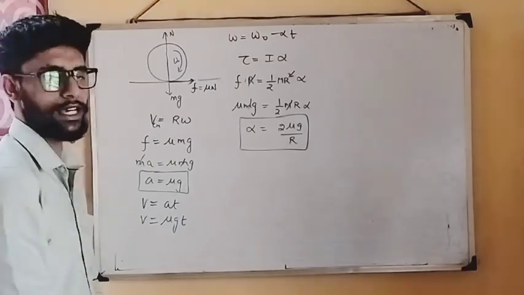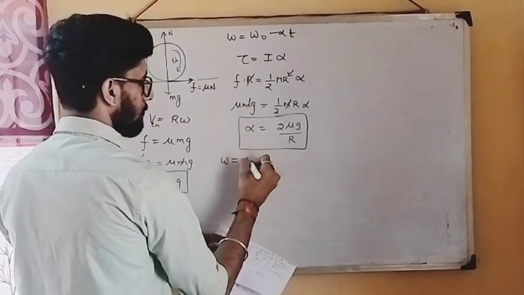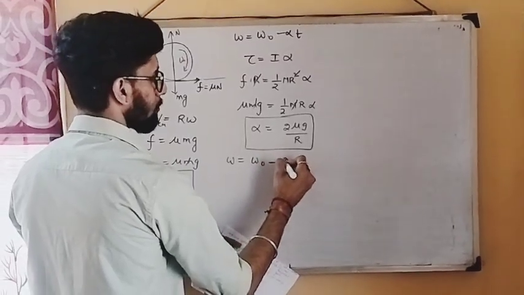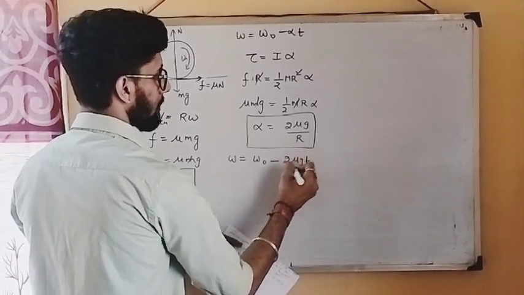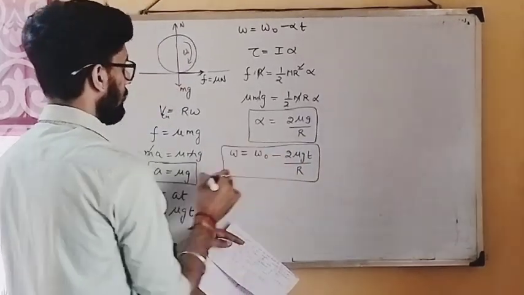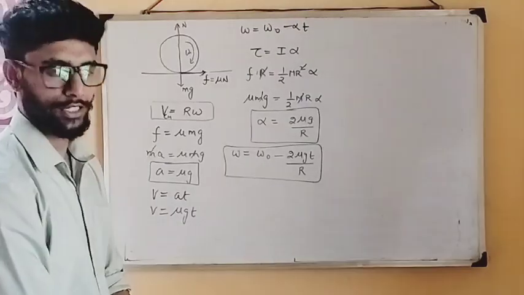So as soon as we have alpha, we can calculate omega. That will be equal to omega naught minus 2 mu g t by r. From here we find out the omega. Now we'll solve the condition of rotational motion.